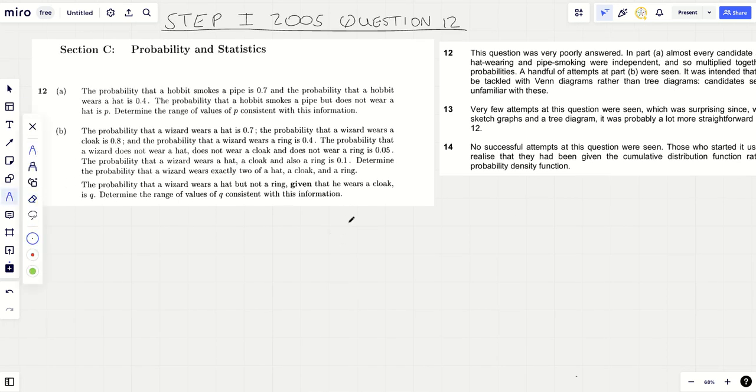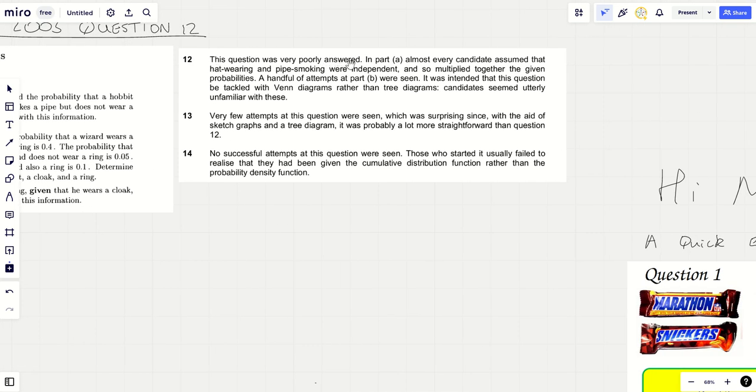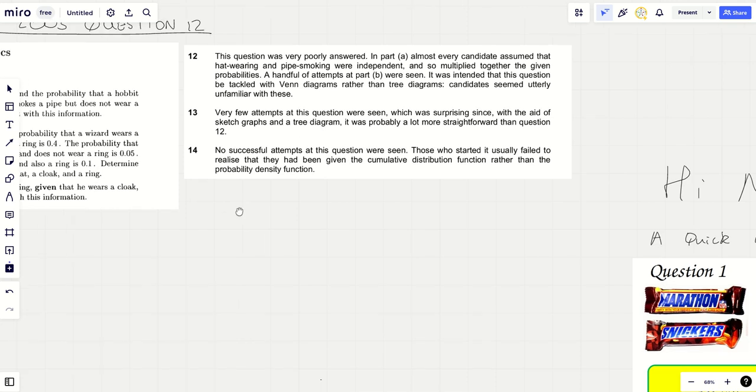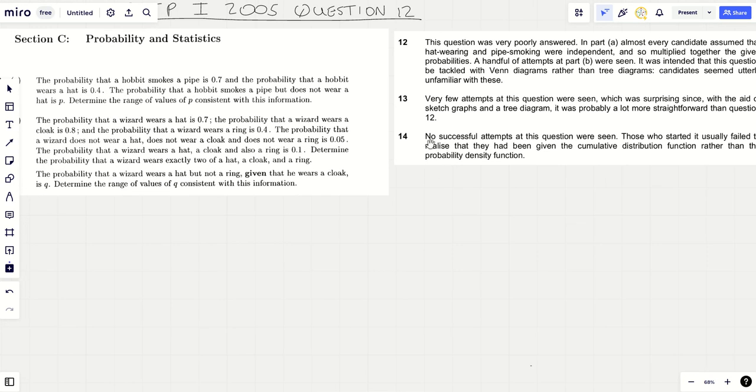Now obviously it's worded differently, and if you look at the examiner's comments, this question was answered very poorly. It's what they lead with. In part A, almost every candidate assumed the events were independent and just multiplied the probabilities together. Very rarely saw a Venn diagram. It seems obvious to me that it should be done with a Venn diagram, but it doesn't sound as bad as question 14 where it literally says no one got this right.